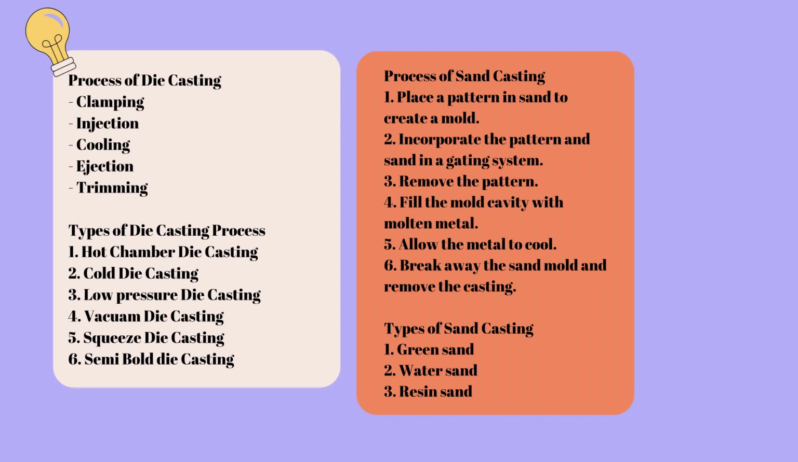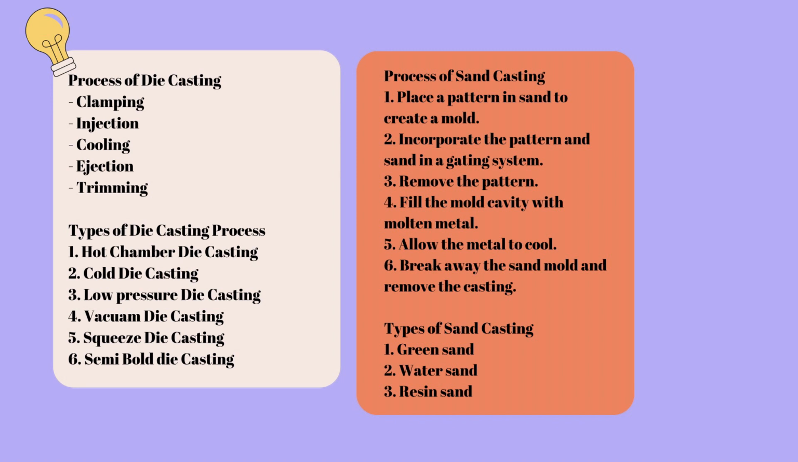Next, we can see the process of sand casting. There are 5 basic steps for sand casting. First, we have to place a pattern in sand to create a mold, incorporate the pattern and sand into a gating system, and remove the pattern. Next, we have to fill the mold with molten metal, and the last step is to allow the metal to cool, break away the sand mold and remove the casting. These are the basic steps for the process of sand casting.